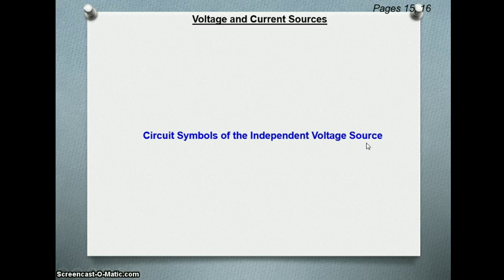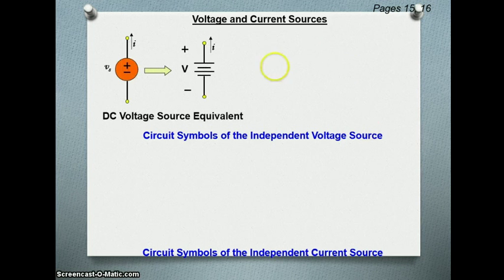So coming to the independent voltage source, the symbol all of you are familiar with. Both these symbols can be used to represent an independent voltage source, especially a DC voltage source. When it comes to AC, the method is more or less the same. The only difference is the shape of the wave inside the circle. Anyway, we are more focused on the DC representation.